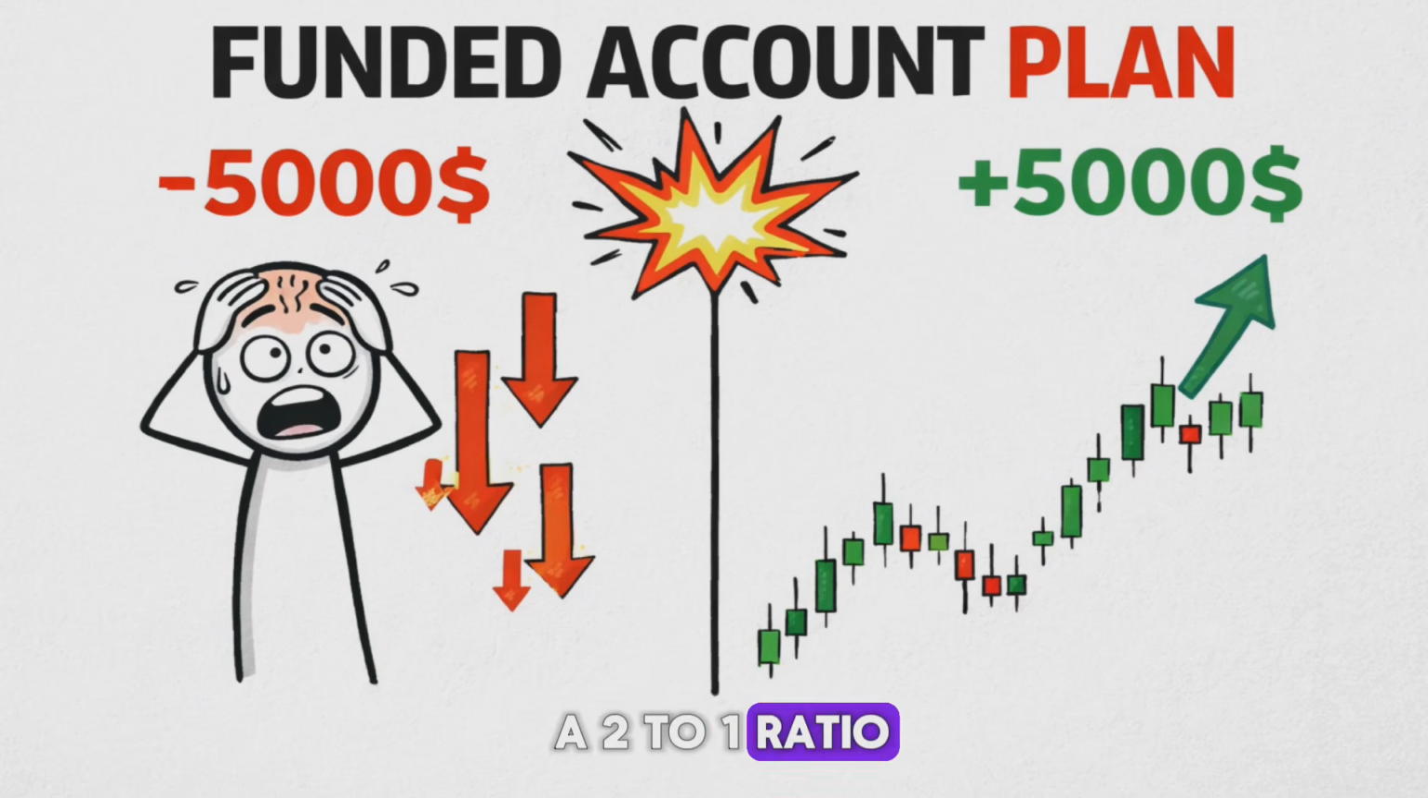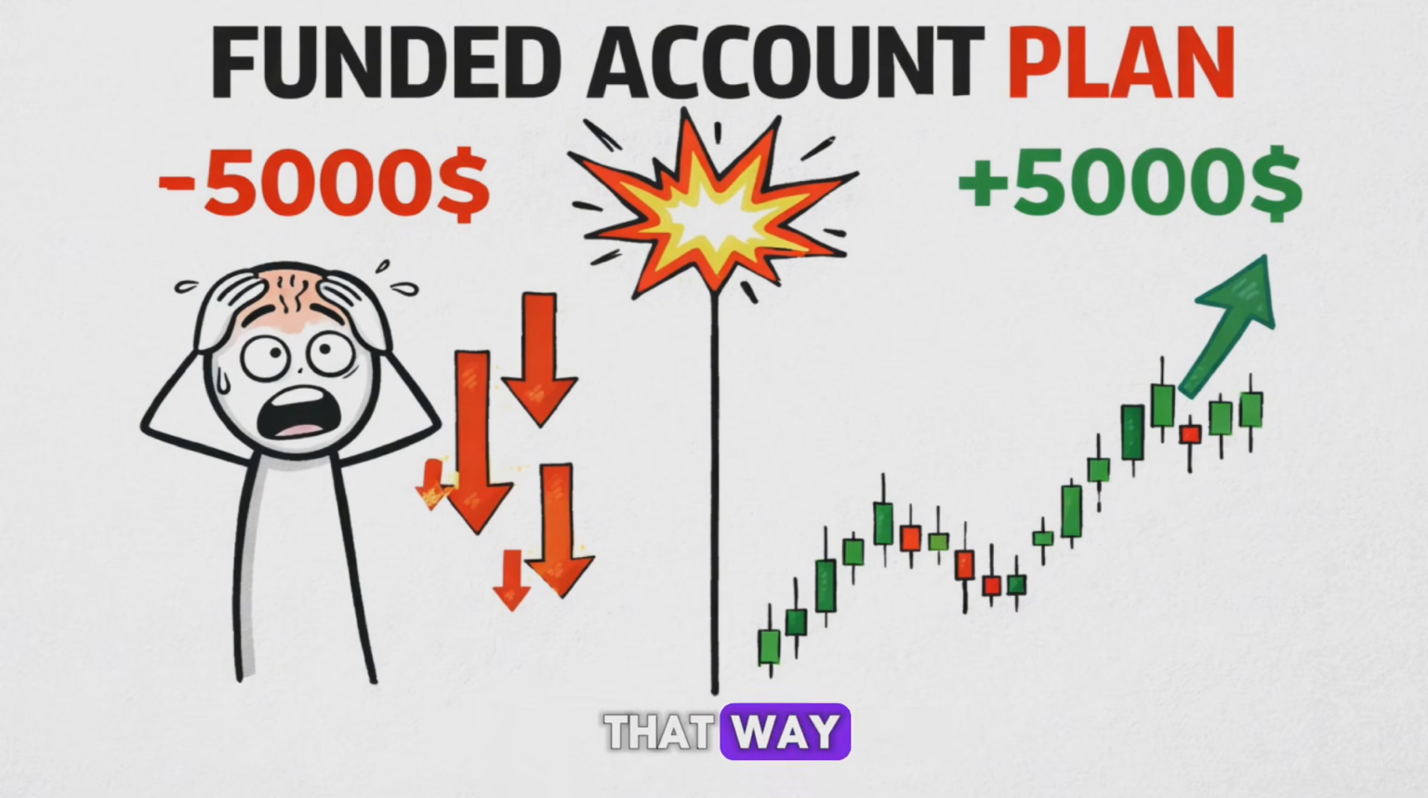At a 2-to-1 ratio, each winning trade makes you $1,000. You need 5 winning trades to hit your target, if every trade wins. In reality, if your win rate is 50%, you need roughly 10 to 15 trades. That's it. 10 to 15 good trades over the course of a challenge period. Not 10 trades a day, 10 to 15 total.